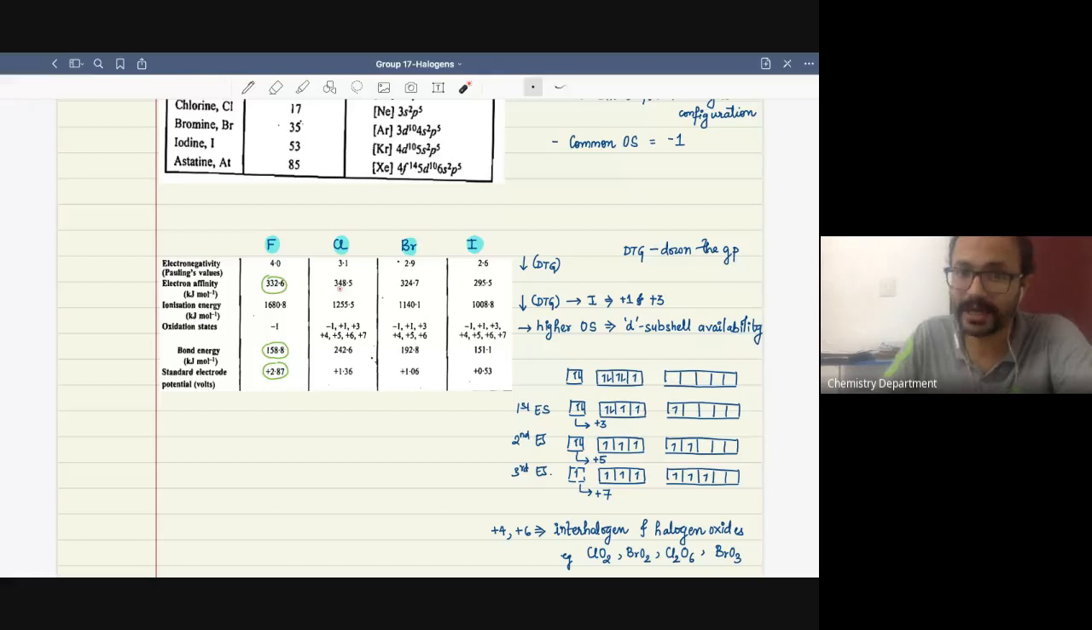Can any of you quickly say the answer why that is so? Because I think you have already learned this in your earlier section. So I hope some of you might know the reason. Can any of you quickly tell me the answer?